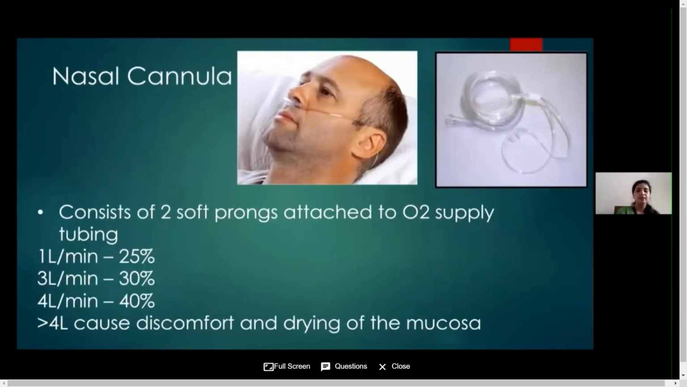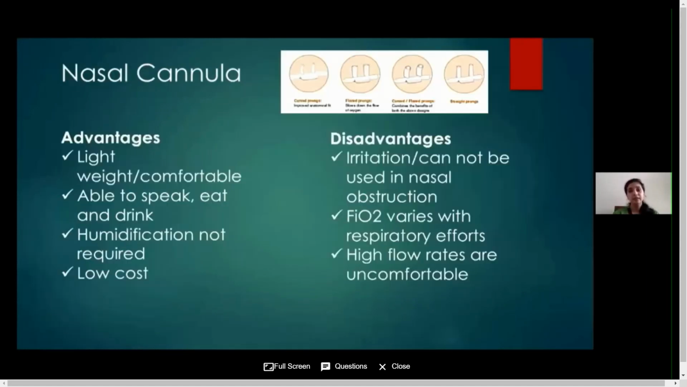The nasal cannulae consists of two soft prongs attached to an oxygen supply, and it can give up to about 40% of oxygen when you give it at 4 liters per minute. But anything above that can cause discomfort and drying of the nasal mucosa. So advantages are that it's lightweight and comfortable, and the patient can eat and speak with it. Humidification is not a requirement, and the cost is low.